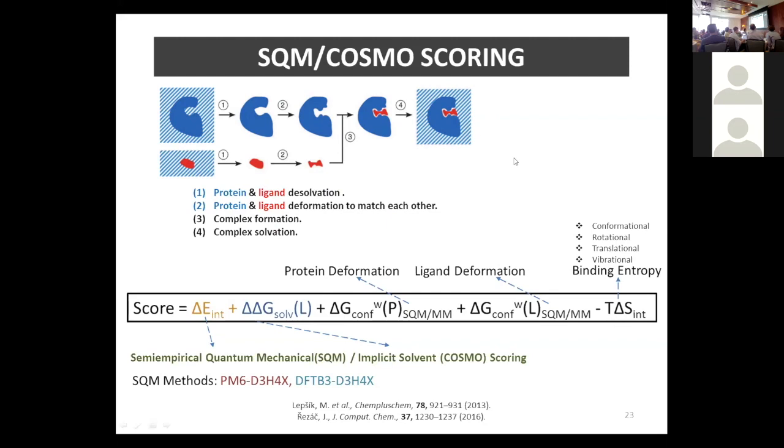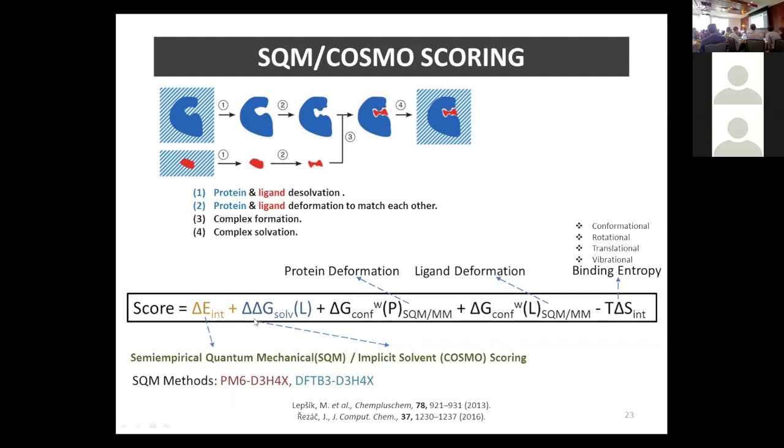I'm sure you're familiar with the steps from MMGBSA. And the equation that gives the overall score is shown in the middle. The first term is the interaction free energy, which is calculated by PM6 or DFTB3 calculations with corrections for the hydrogen bonds, halogen bonds, and dispersion interactions.